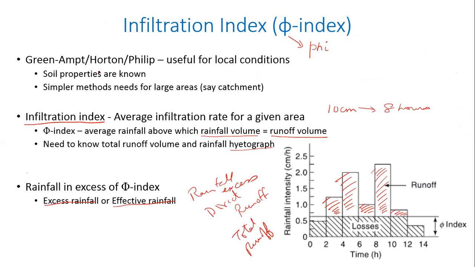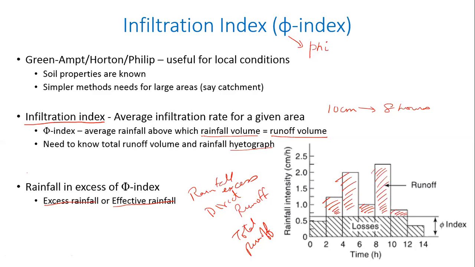Okay, so look at this one. Although I have rainfall starting from 0 to 14 hours, the rainfall from 0 to 2 hours did not result in any runoff, right? Because it was less than the phi index. Similarly, the rainfall from 12 to 14 hours did not result in any runoff, okay? Because it was lower than the phi index. If you're using this phi index approach to estimate the runoff from this catchment, then the first 2 hours and the last 2 hours are not contributing anything to the runoff. Okay, that's the assumption behind this approach.